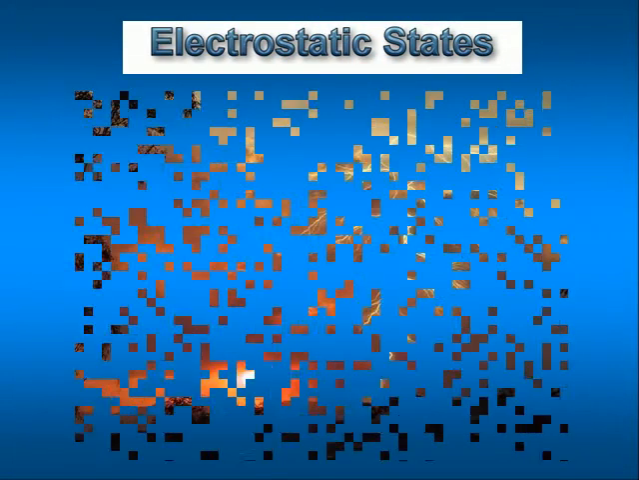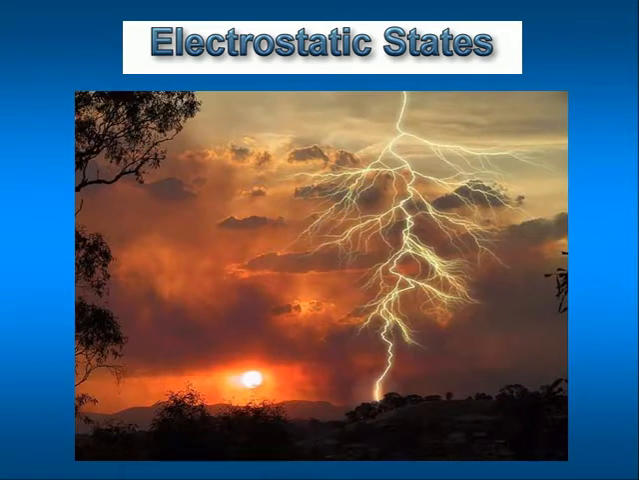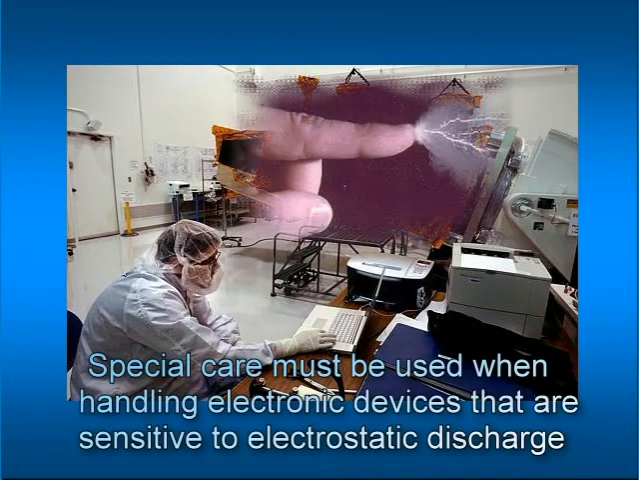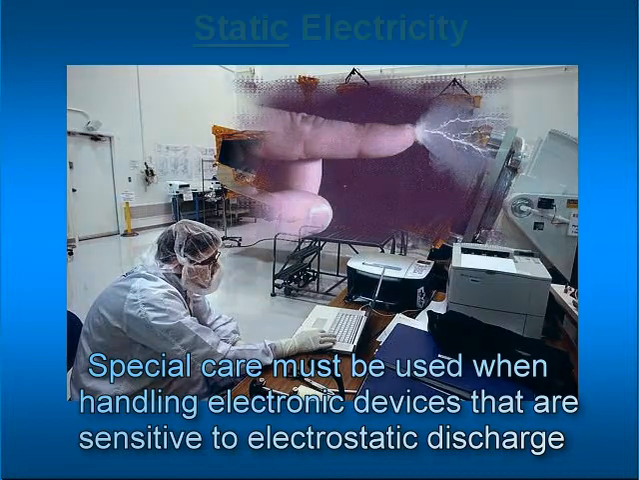Electrostatic issues have grown in importance over the last few years because of the use of metal oxide semiconductor devices and electronics. Special care must be used when handling electronic devices that are sensitive to electrostatic discharge. In this section, we will review what electrostatic discharge is, how it is produced, and how to deal with it.